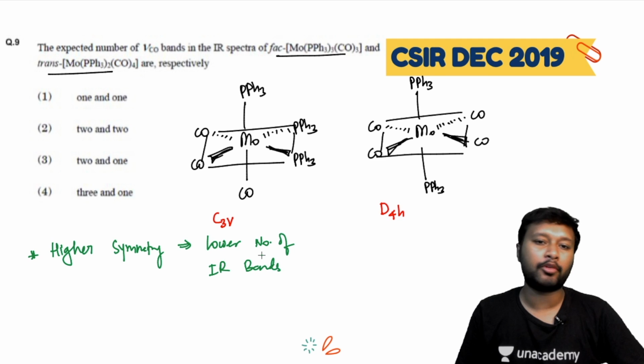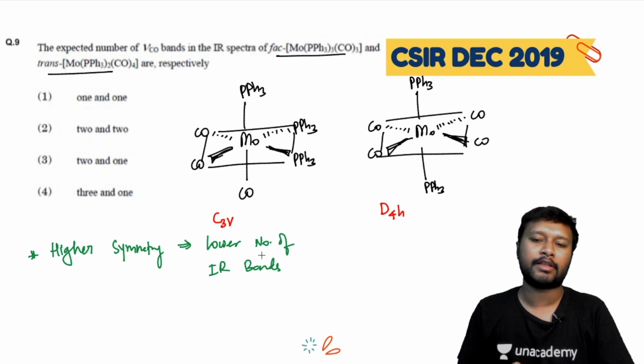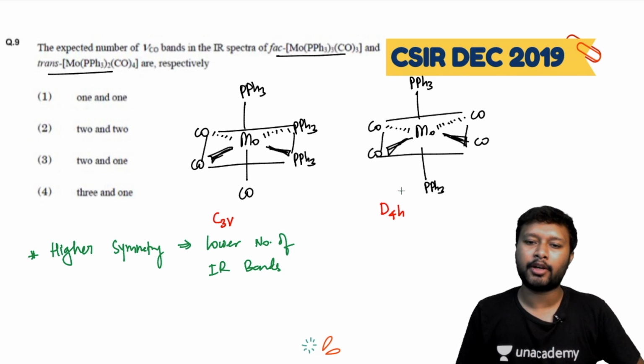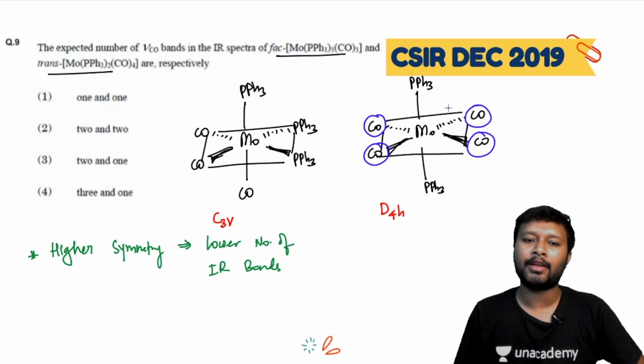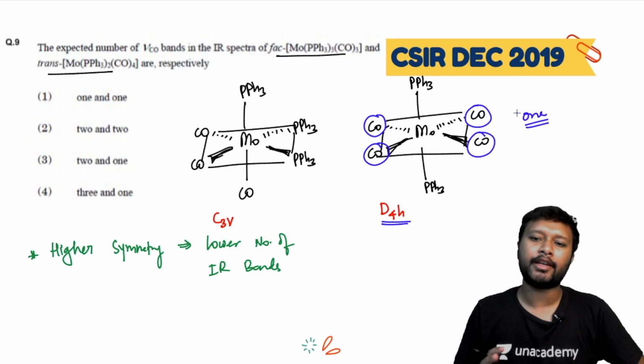Okay, for the carbonyls, this rule is only for the metal carbonyls here. Now if you look at this particular one, which is D4h, you can see that all these carbonyls on the equatorial plane have a similar chemical environment and behave similarly. So how many peaks will you get in this case? You will just get one peak, because it has higher symmetry, and that's why it has a lower number of IR bands.